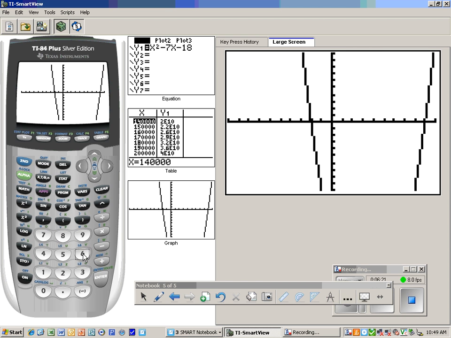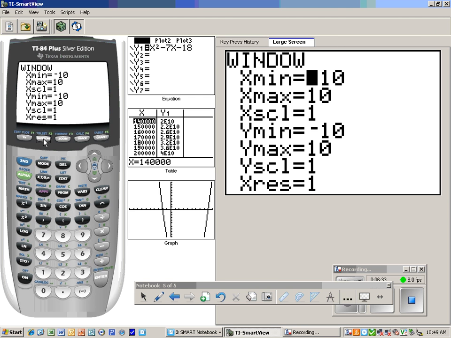Notice that the graph is cut off at the bottom. This means that I need to adjust my window to see the whole graph. To do that, I press the window button. The current window settings are listed. Xmin is the lowest value of x shown, and Xmax is the highest.